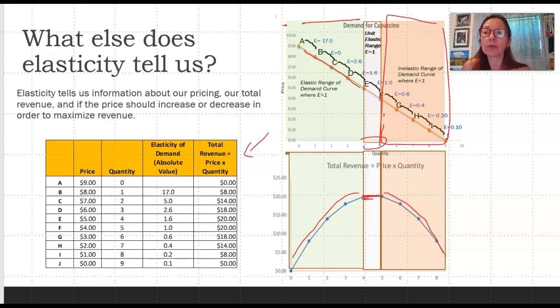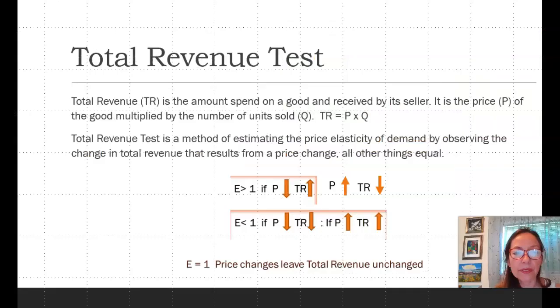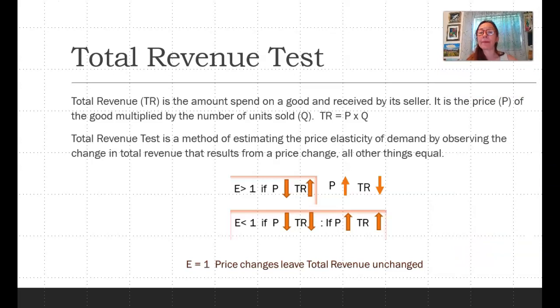And so this is important for a business to know, because they need to know, well, where are they pricing on that demand curve? And should they increase prices or should they decrease prices? And what's likely to happen to the sales of their product and to their revenues? So here is the total revenue test. Basically, total revenue is the amount spent on a good and received by its seller. It is the price of the good multiplied by the number of units sold. Total revenue equals price times quantity. This is a formula that you'll need to memorize.